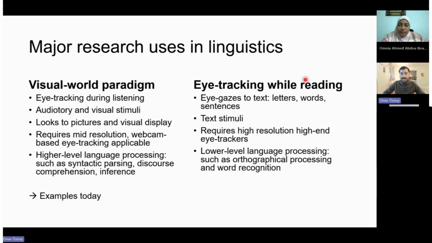On the other hand, we have eye tracking while reading. That's just what it says: you have text on the screen that people read. This usually requires high-end eye trackers. And this usually shows lower-level language processing. If you're looking at how they read, how they process words or letters, or how they recognize words, that's a lower level of language processing, sort of the first step. And we'll talk today about visual world paradigm eye tracking. So much for eye tracking.